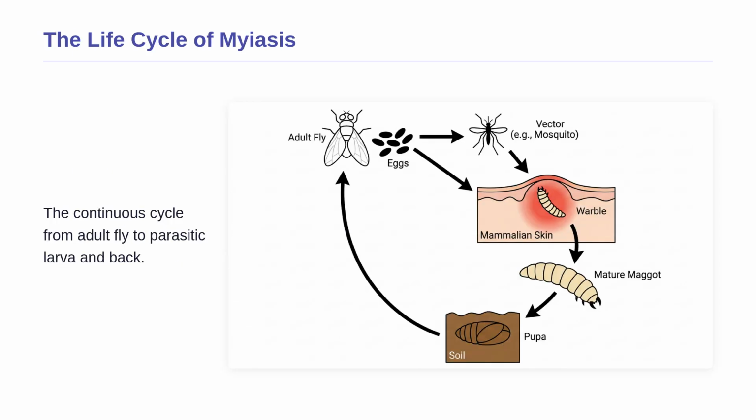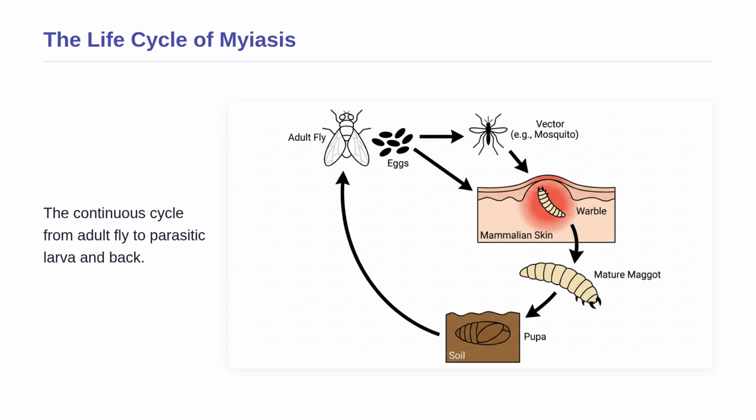To fully understand how to break this chain of infection, we must visualize the life cycle of the flies responsible for myiasis. Look at the diagram on your screen. The cycle begins with the adult fly, which lays its eggs. Sometimes these eggs are transferred via a vector, like a mosquito, or laid directly on the host. The eggs hatch into larvae, which burrow into the host's tissue, creating a painful, swollen lesion known as a warble, clearly visible in the skin cross-section.